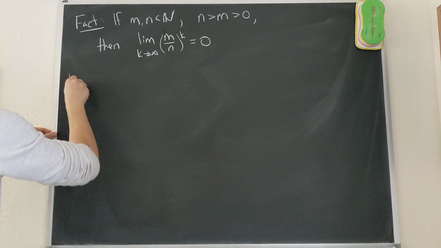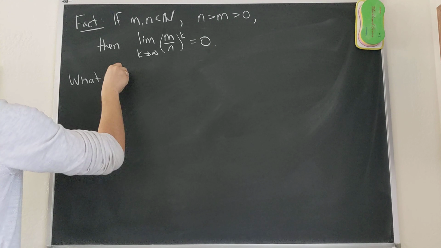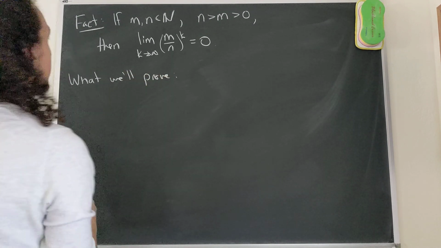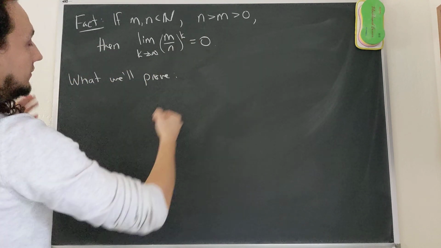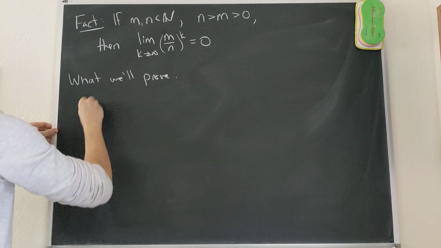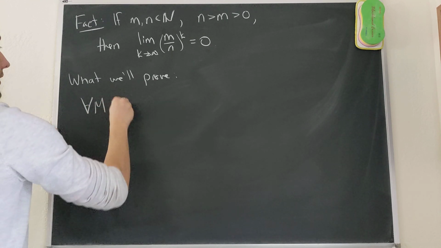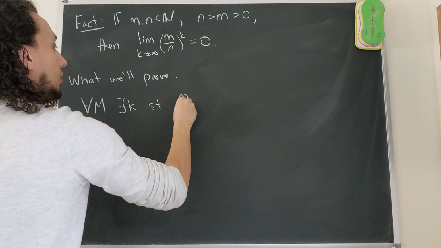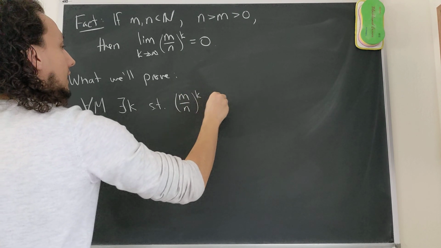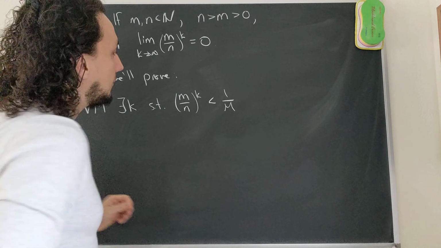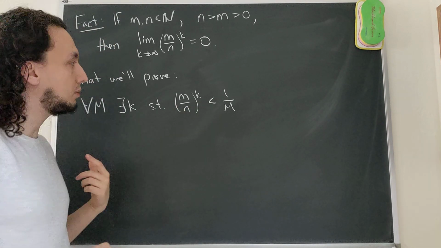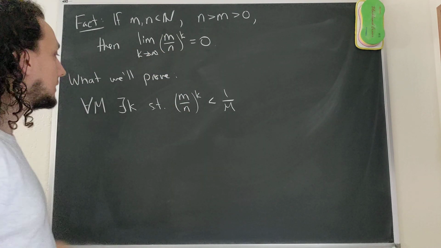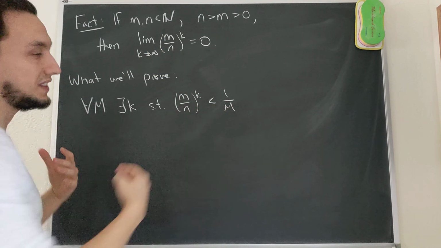So what we'll actually prove is the following version of this. For every threshold M, there exists a k such that (m over n) to the k is less than 1 over M. If you go look at the video that I put out on defining limits, then you'll see the relationship between these two statements. This is sort of an expression of the idea of a limit.